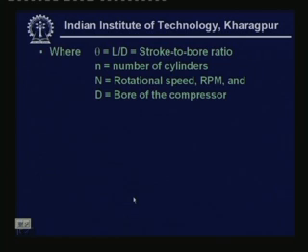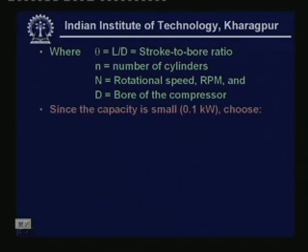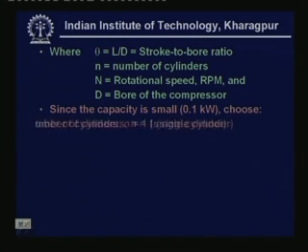So as I have already explained, in the above formula, theta is equal to L by D, that is stroke to bore ratio, and small n is the number of cylinders, capital N is the rotational speed, and D is the bore of the compressor. And out of these we have to fix theta and n. So how do we fix these things? First let us look at the number of cylinders. Since this is a small compressor, we can select small n as 1, that means we have a single cylinder compressor. Okay, that is what is mentioned here. Number of cylinders we have chosen as 1, so n is 1.